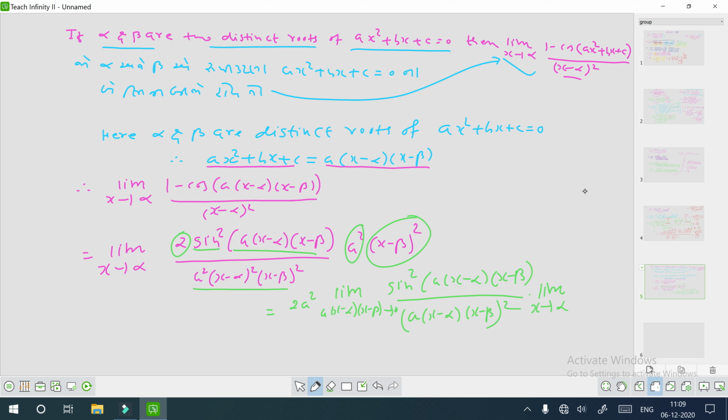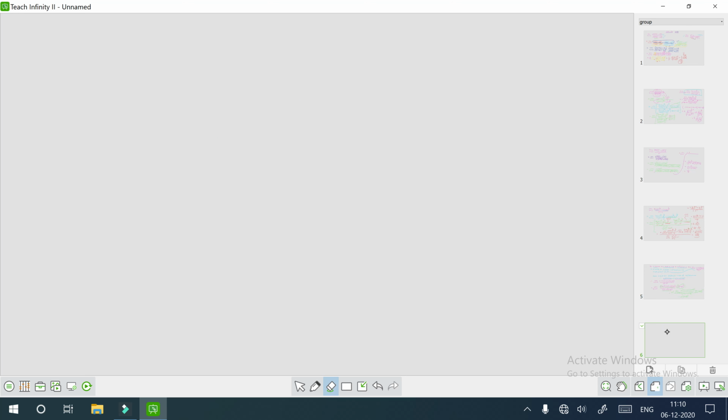Limit x tends to alpha, x minus beta square. So that is equal to 2a square, alpha minus beta whole square. This is the answer of this question. Now see here. Let us see some sums based on that form.